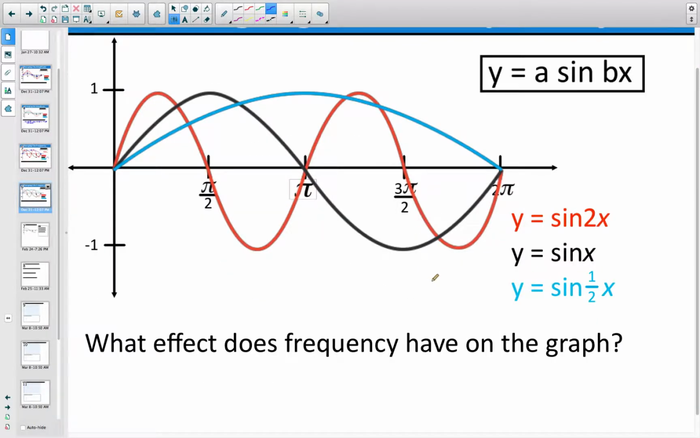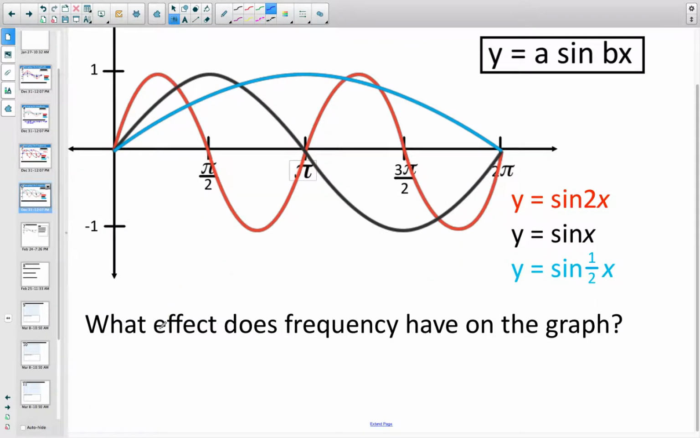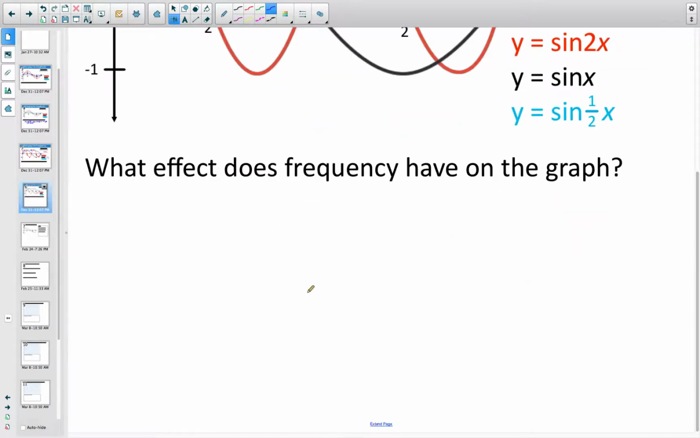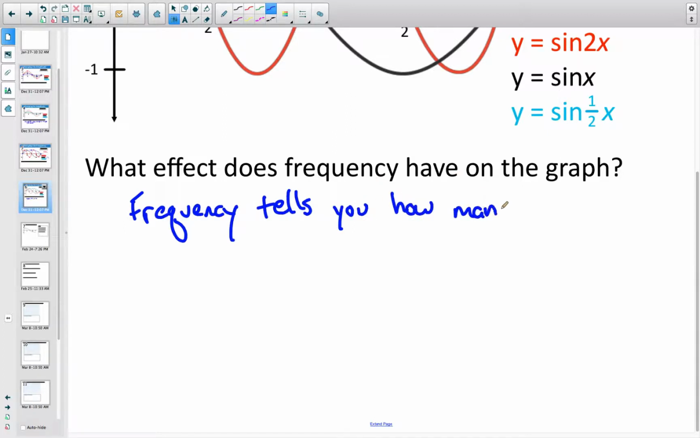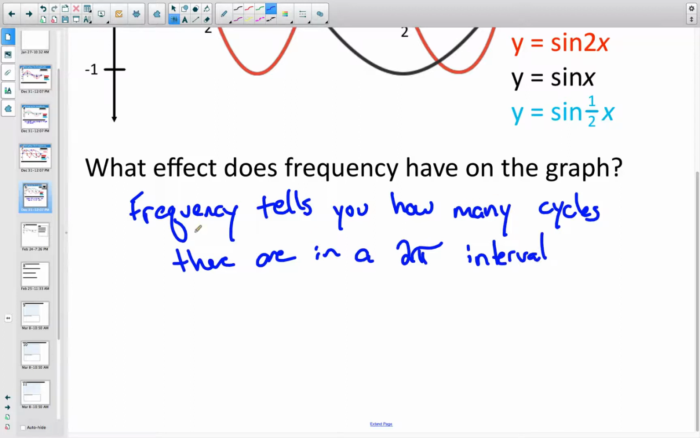Okay, what effect does frequency have on the graph? So frequency tells you how many cycles there are in a 2 pi interval. Okay, so frequency tells you how many cycles there are in a 2 pi interval.